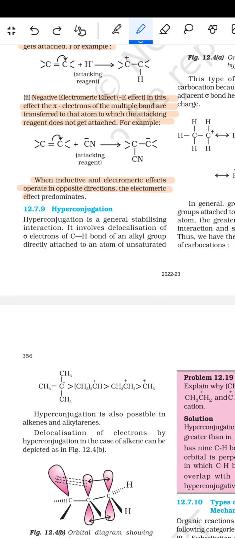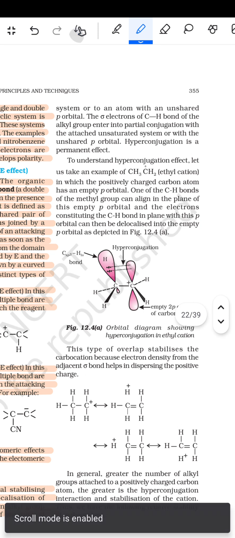the electromeric effect predominates. उसके बाद फिर आता है हाइपर कंजुगेशन. हाइपर कंजुगेशन इज ए जनरल स्टेबलाइजिंग इंटरैक्शन. It involves delocalization of the sigma electrons of C-H bonds of an alkyl group directly attached to an atom of the unsaturated system or to an atom with an unshared p orbital.